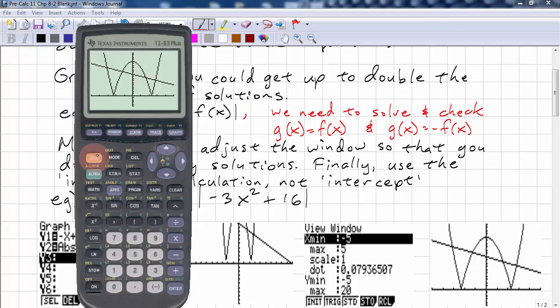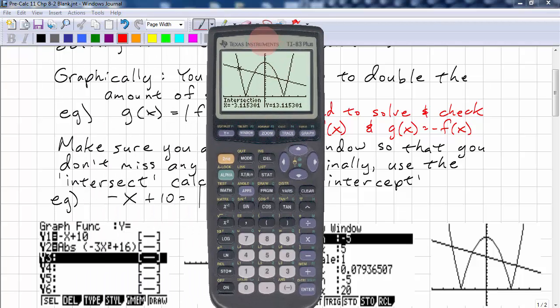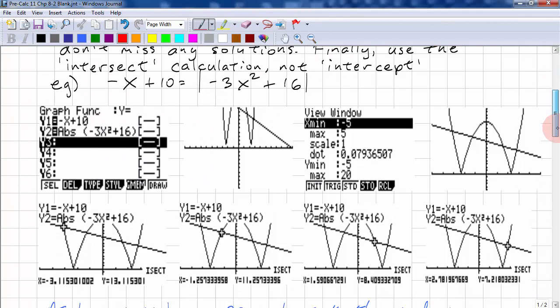So we press second calc. We need to find the intersect, so that's 5. And we need to just press enter, enter, and then go somewhat close to the first value. Okay, there we go. That's pretty close. We press enter. This is not our answer. We need to press enter to get the answer. So our first answer is matching down here.